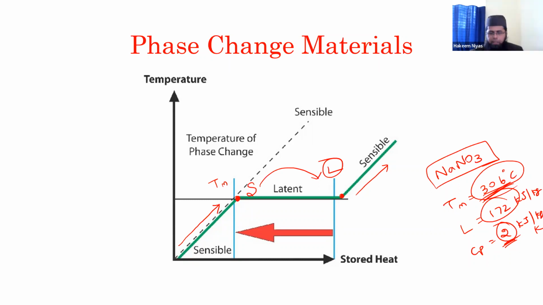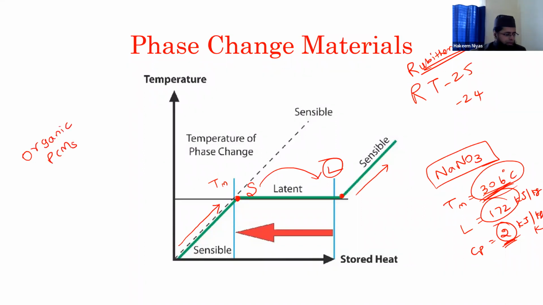So in buildings, there are many PCMs like RT25, RT24. These are the PCMs commonly used. RT is the commercial brand name, that is Rubitherm. So we all know that there is one more point I have missed, that is organic PCMs. Organic PCMs have a lower melting temperature that can be used effectively in buildings.